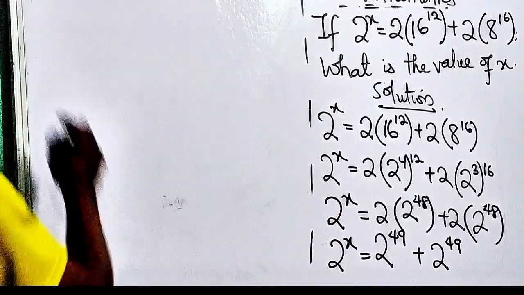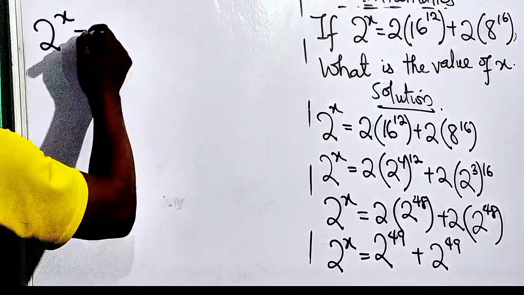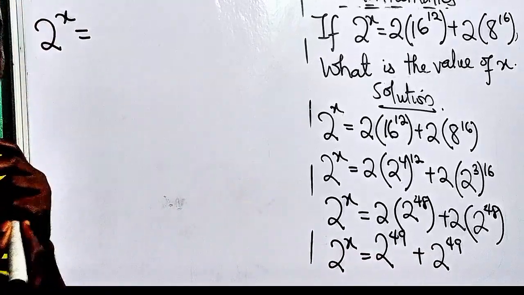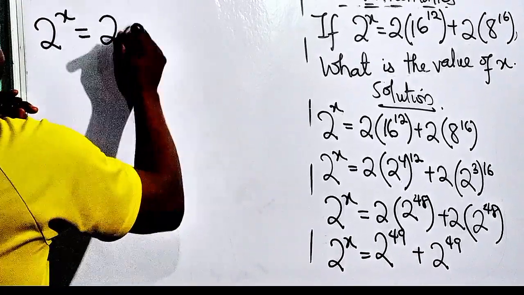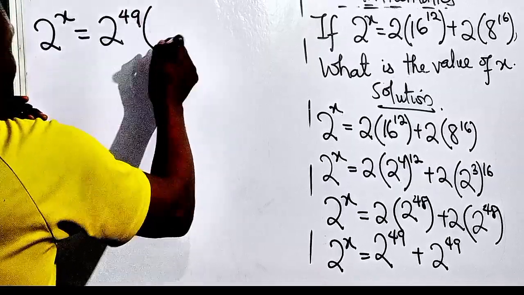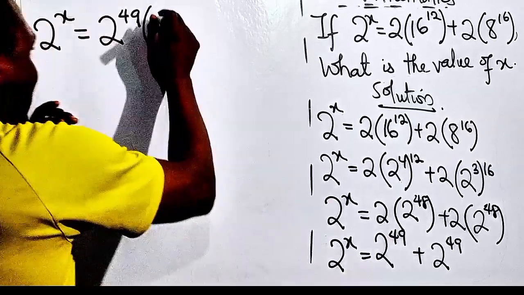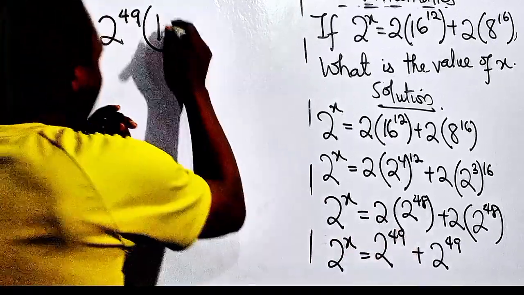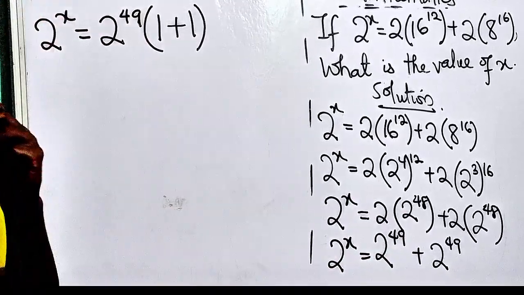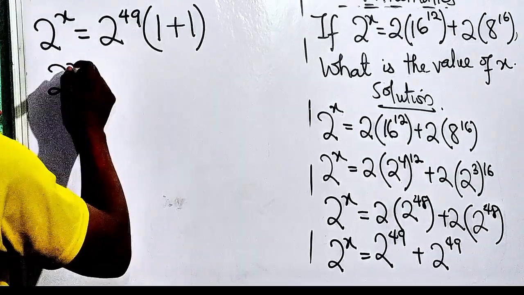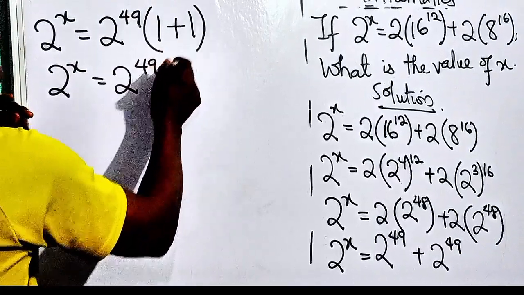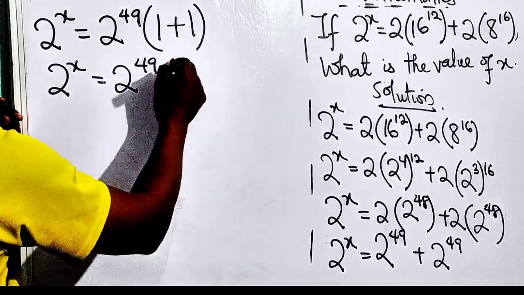Is that clear? All right, so this can be written as 2 equals, now what is common here and here? 2 raised to the power of 49 is common, so I can have 2 raised to the power of 49, bracket open. What is left here? 1 is left there plus, what is left here? 1 is left there. So I'm having 2 raised to the power of x equals 2 raised to the power of 49, bracket open, 1 plus 1.